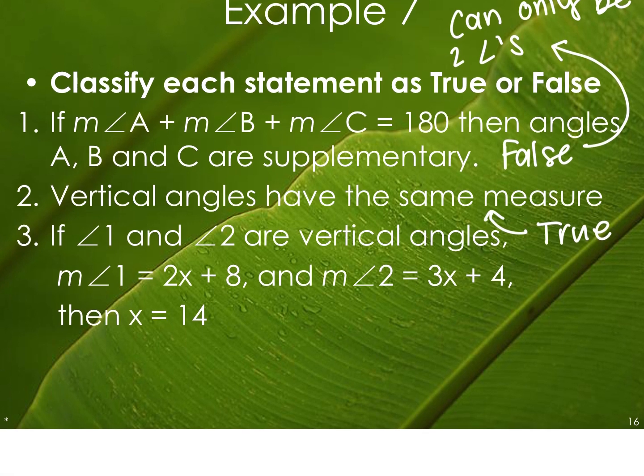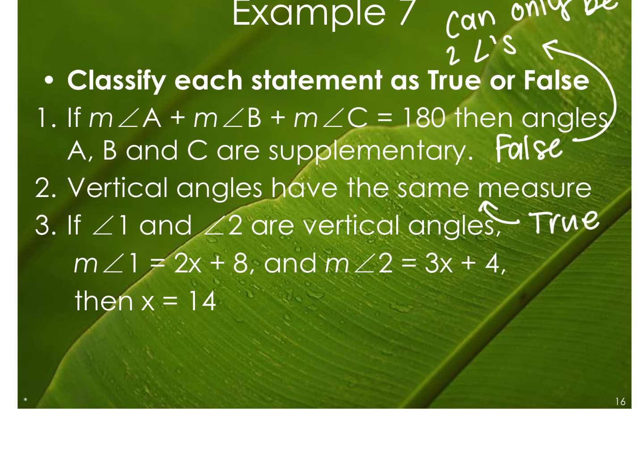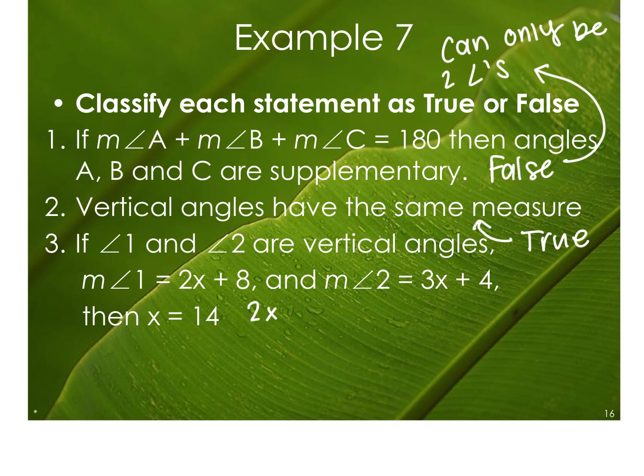Okay, a couple ways you can solve it. Vertical angles we said are equal, right? You could have set it up as 2x plus 8 equals 3x plus 4, or I know some of you just plugged it in. If you plugged it in, is it true or false? It's going to be false. x should equal 4.